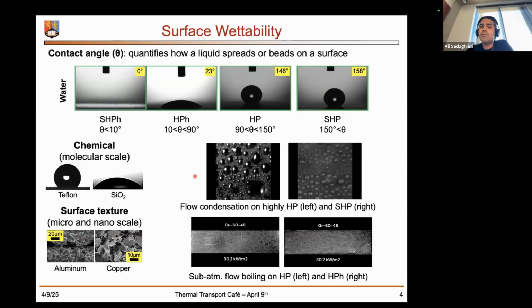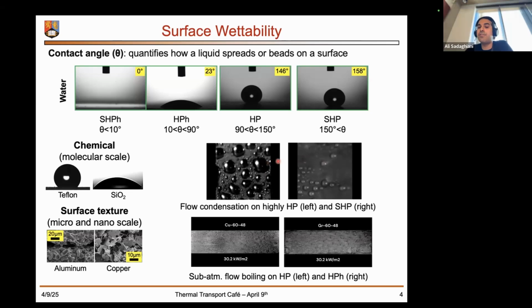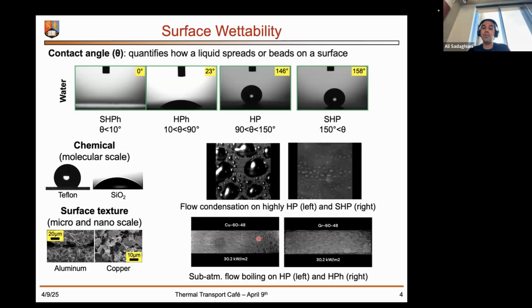So if I wanted to give an example about how surface wettability affects two-phase flow, at the top you can see condensation on hydrophobic and superhydrophobic surfaces. You can see there is a dramatic difference in how the droplets are formed and moving on this stream. At the bottom, we have flow boiling at subatmospheric condition. Here, similarly, you can see how the size of the bubbles is different on these two surfaces, meaning that wettability is an active parameter in the two-phase flow domain.